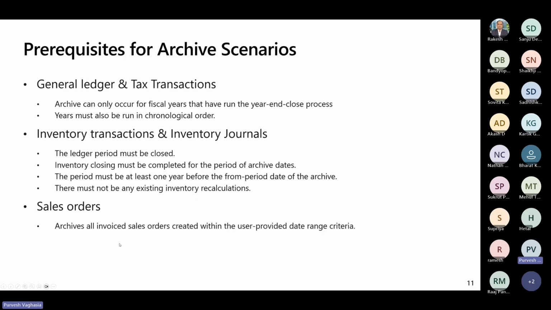Sales order is very lean compared to the other 4 scenarios because it will take the from date and the to date as the input criteria, and it will pick up all the sales orders based on the creation date time. But the only condition is that the order needs to be invoiced. So all the invoiced sales orders that fall in that criteria will be picked up based on the creation date time for the archival, and you will be able to run your data archive.